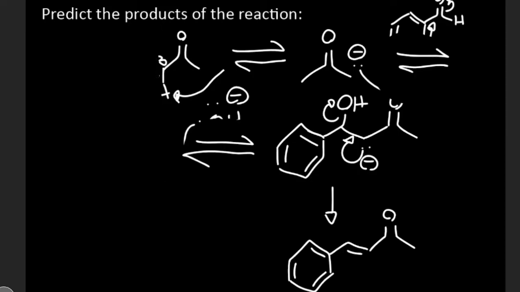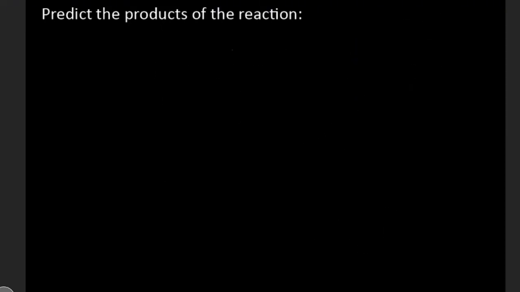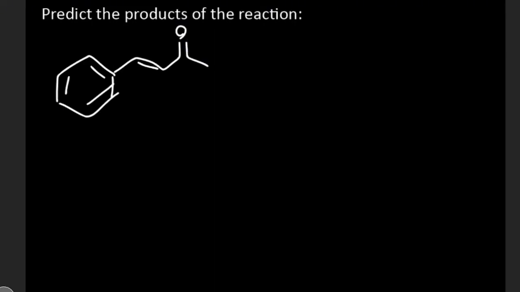Now, if you notice though, our final product in this is not really a final product. That's not right. It looked like this. Why isn't it a final product? Because we can still form an enolate. We still have the base in solution. So we can pull off another alpha hydrogen and form another enolate.